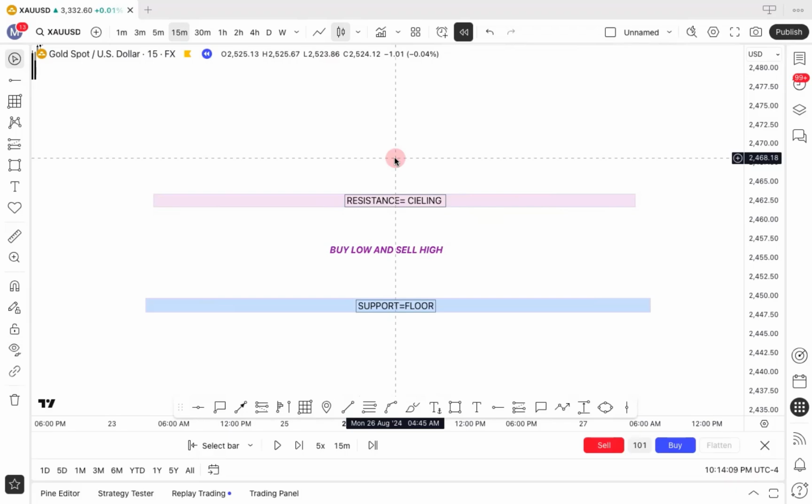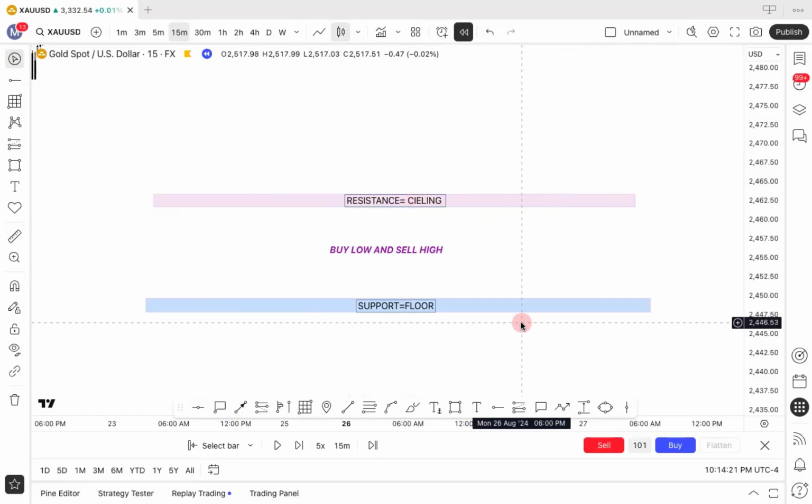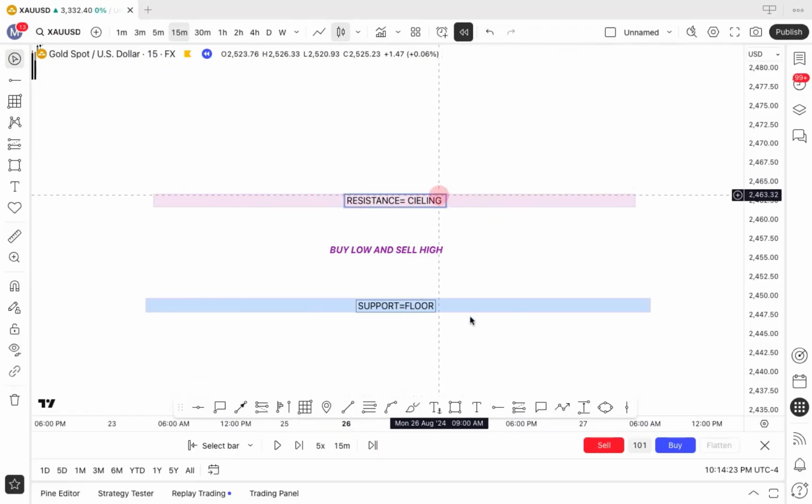And your resistance is always going to be higher because that is your ceiling. That is up above you. And this is why we are going to try and buy at support and sell at resistance, aka buy low and sell high. Because if you really actually think about it, would it make sense to buy at the ceiling or the floor? In other words, would I rather buy when the price is higher or when the price is lower? I would rather get into the market when the price is lower so I can make the most amount of money.